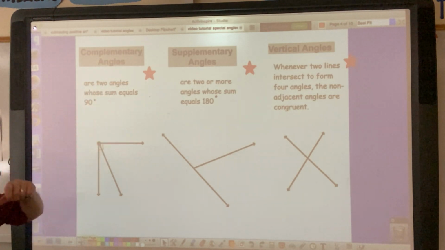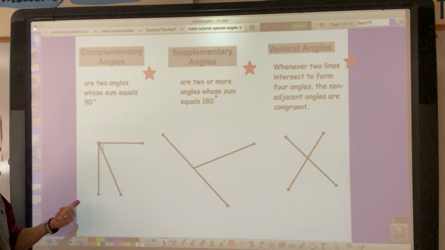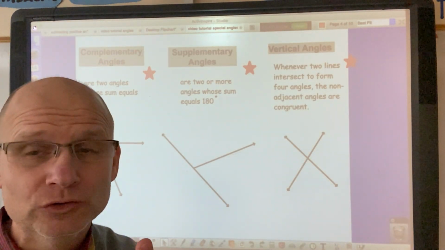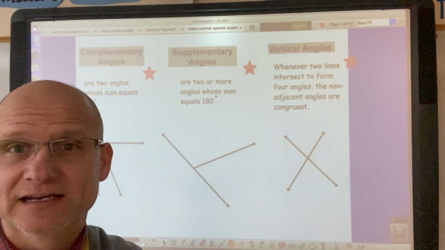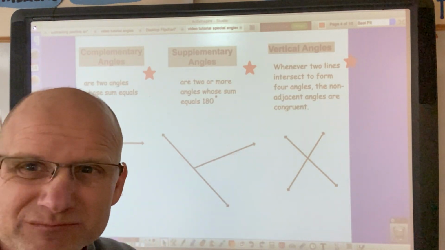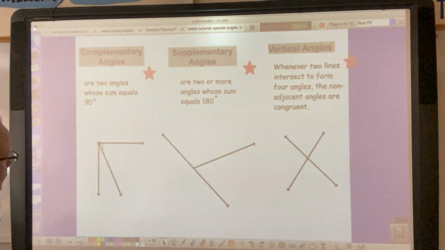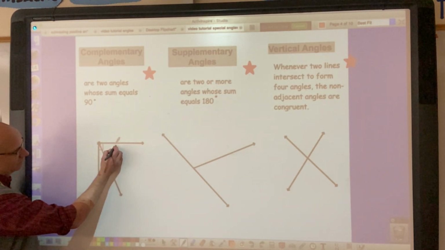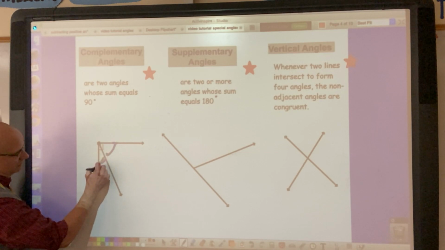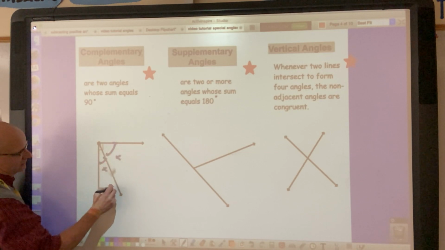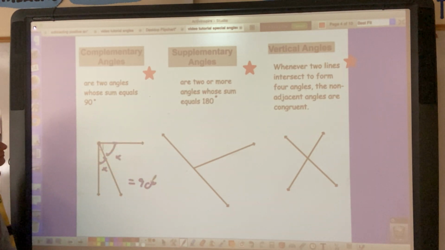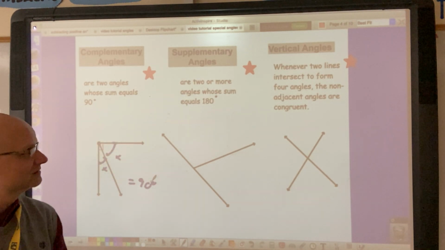What are they? They're any two angles whose sum equals 90 degrees. It doesn't have to be just two. It could be three angles whose sum is 90 degrees. It could be four, but any two angles. So here you've got this angle plus this angle, and together they equal 90 degrees. Complementary angles: two angles whose sum is 90 degrees.